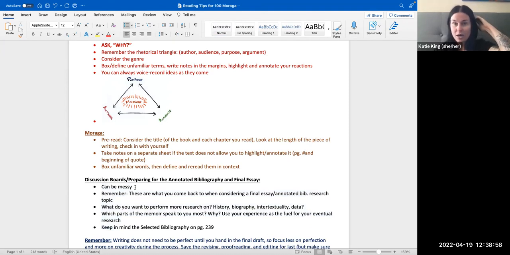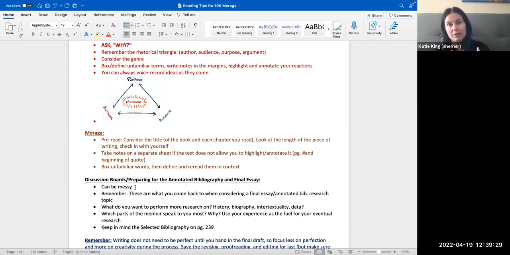So far, if you've seen my feedback on your discussion boards, you don't see a lot of fix this grammatically, or fix that sentence fragment. I save that for formal writing. And so the discussion boards are great because they can be messy. They don't have to be perfect understandings of what we're talking about. You're kind of throwing stuff on the wall and seeing what fits. They're meant to be what you come back to when you're considering an idea for a larger essay.